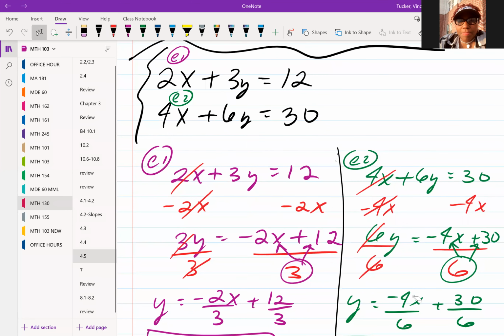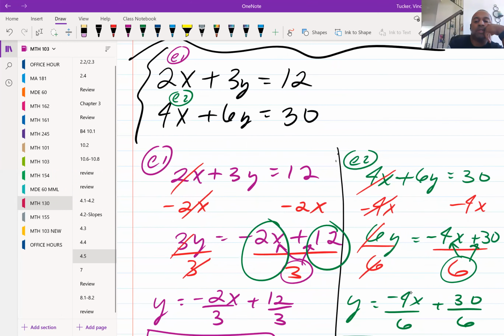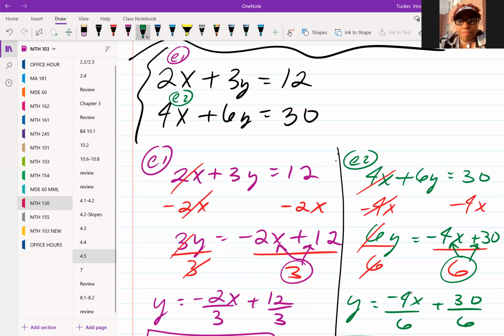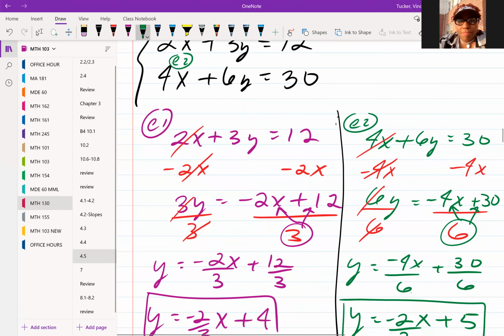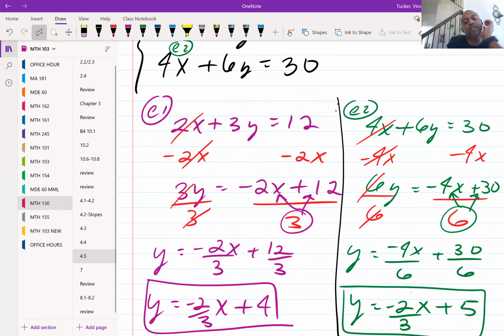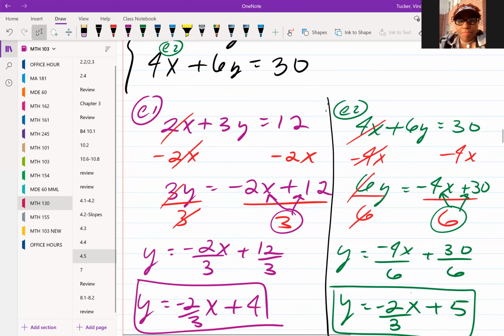Divide by 3. And don't forget that 3 has to divide into both of these terms. And so that's what I emphasized here. -2x over 3 plus 12 over 3. And I get -2/3 x plus 4.